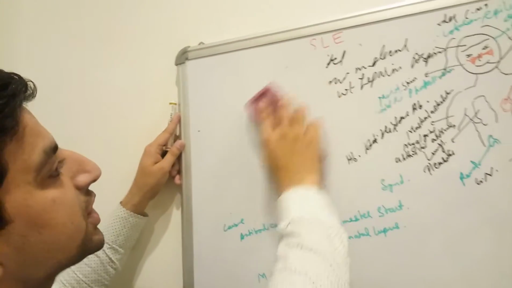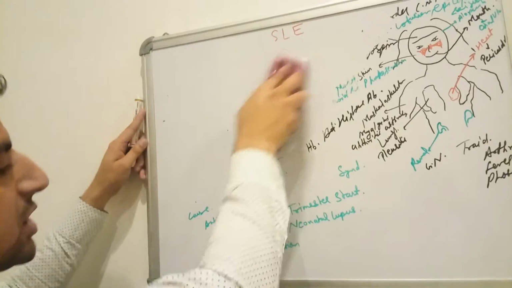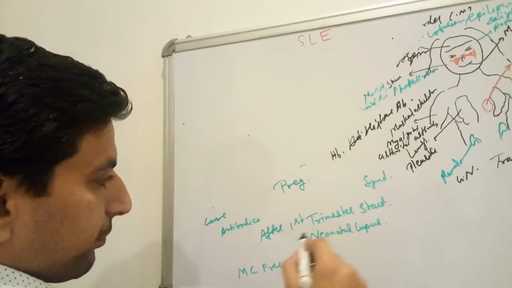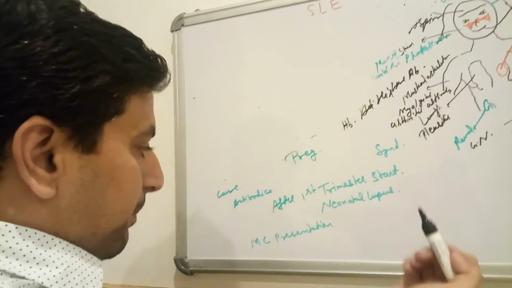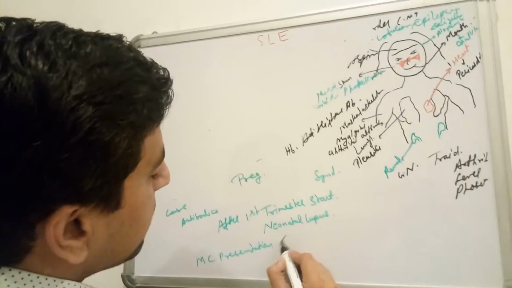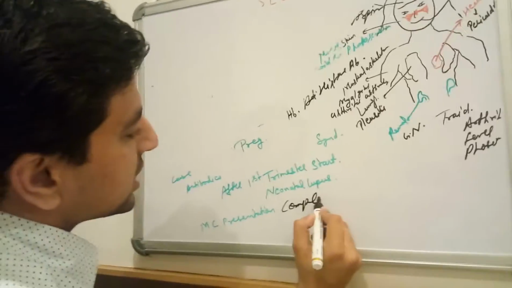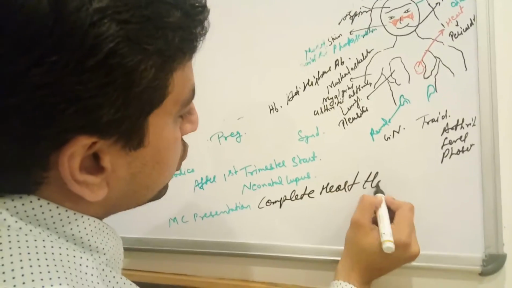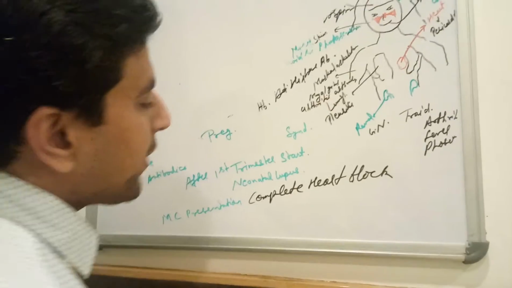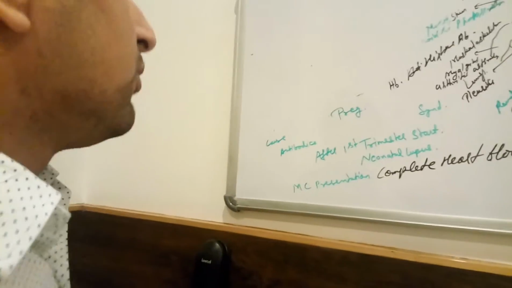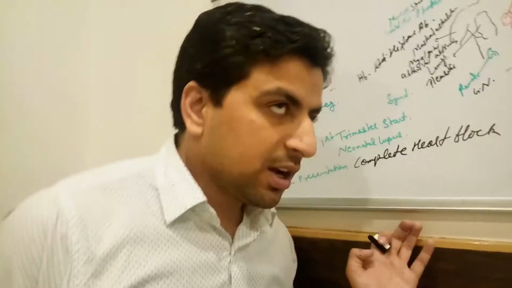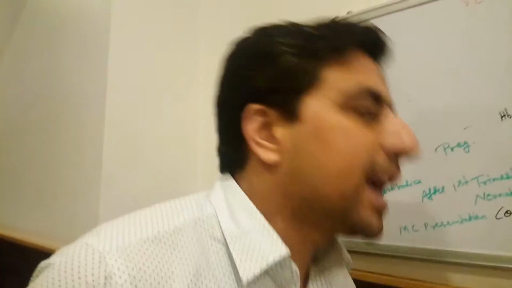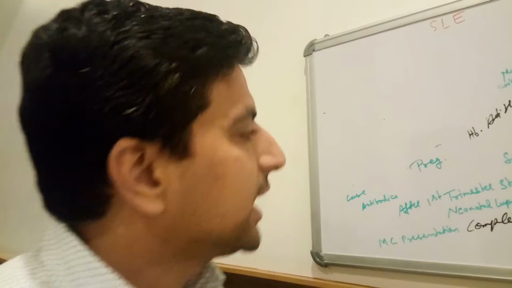So in neonates, it causes complete heart block. The most common presentation for neonates is complete heart block. So how do we prevent this situation? We can use a pacemaker and avoid NSAIDs. In such a situation, avoid NSAIDs.